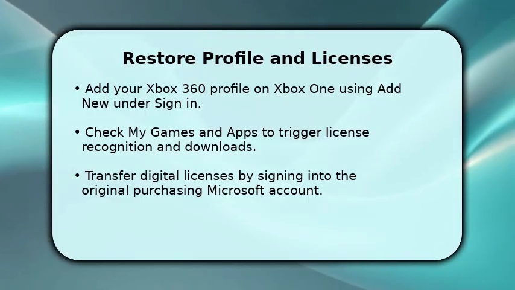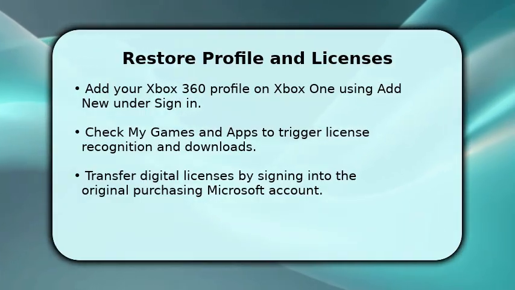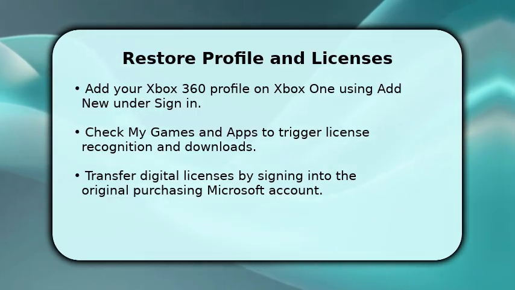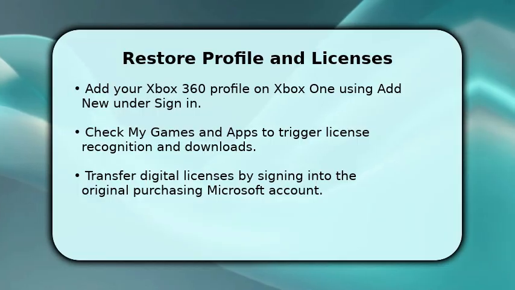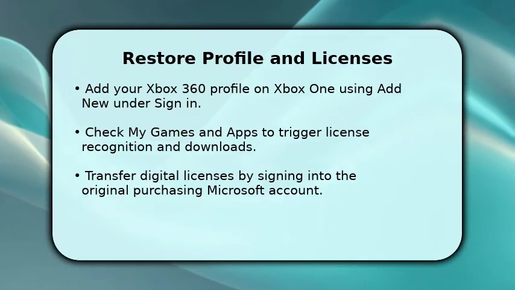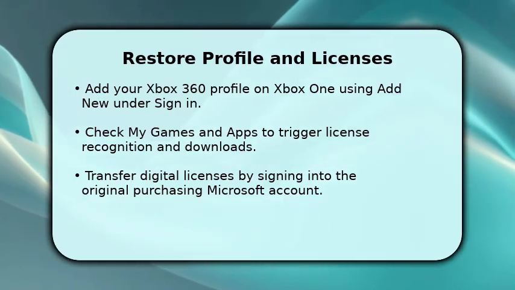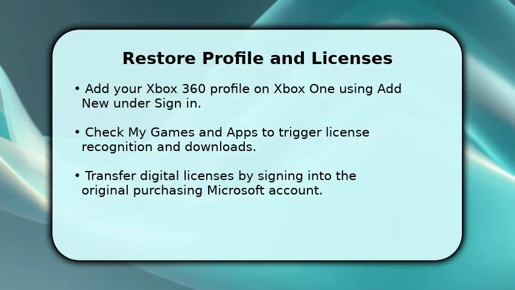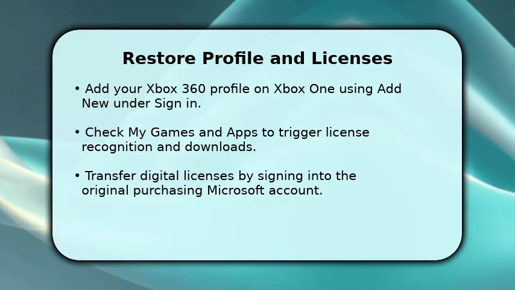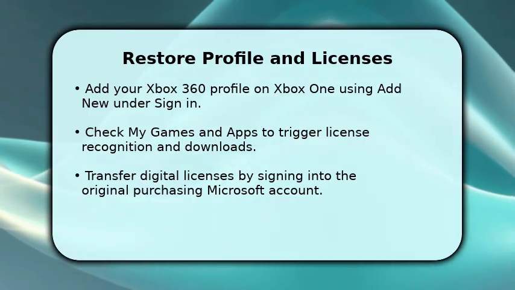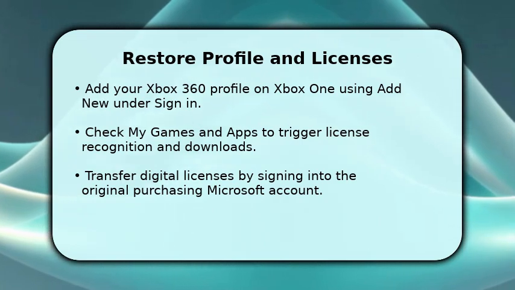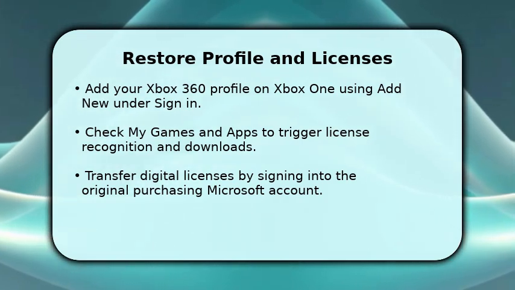Next, restore the profile and licenses on the Xbox One step by step. Add your Xbox 360 profile using Add New under the Sign-In menu and enter the correct Microsoft account credentials. Once signed in, open My Games and Apps to trigger license recognition and any pending downloads. If games or content do not appear, sign out and sign back in to force a license sync. Make sure you sign into the original purchasing Microsoft account to transfer digital licenses and entitlements.